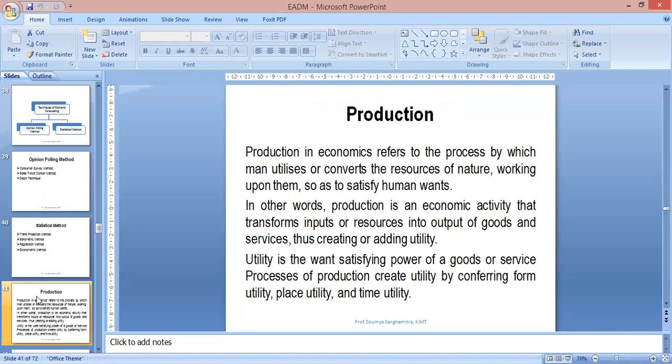In other words, production in an economy activities that transfer inputs or resources into output. हमें जोटा कि हमारे resources अगर inputs provide करें तो हमें output कौन पाऊँ output of goods and services, thus creating or adding utility. Then what is utility? Utility is the one satisfying power of a goods or services. Service process of production creates utility by confirming from utility, place utility, time utility. It's called production.